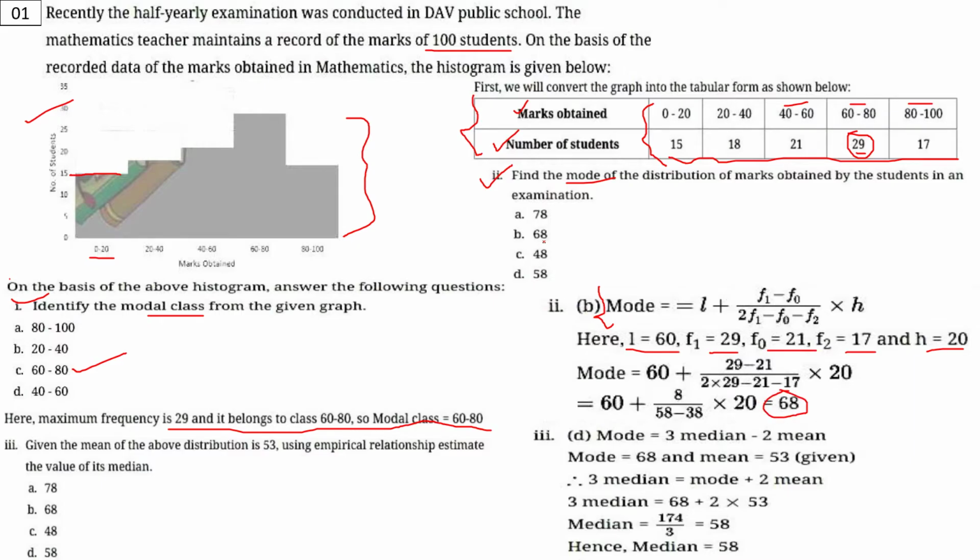68. So which option is correct? B. B option is correct. So now read out the third question. Given the mean of the above distribution is 53, using the empirical relationship, estimate the value of its median.